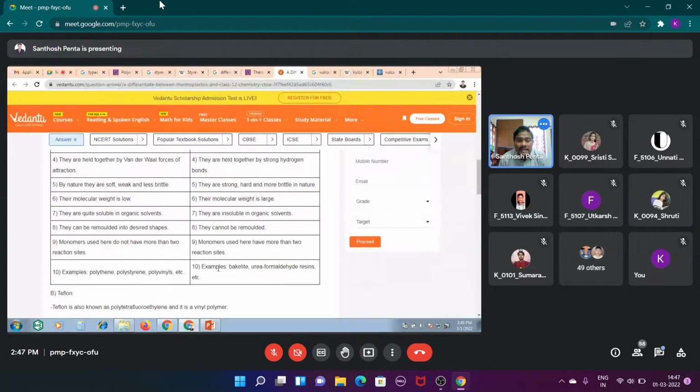But here, okay, what is the best example for thermosettings? Bakelite. Okay, bakelite is one of the examples. That means the reaction of urea with formaldehyde. Okay, reaction of urea with formaldehyde. That is, 3 moles of formaldehyde with urea is going to produce the cross-linked polymer. That is called bakelite. Then urea formaldehyde resins. These are some of the examples of thermosettings.